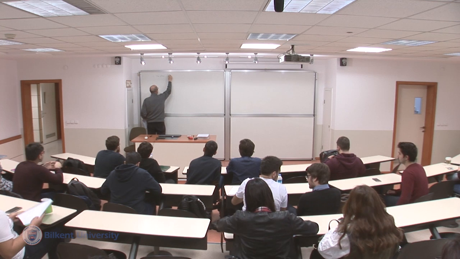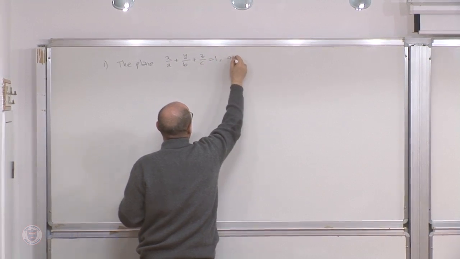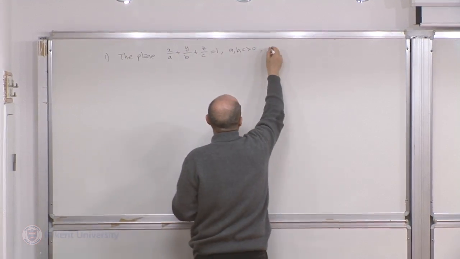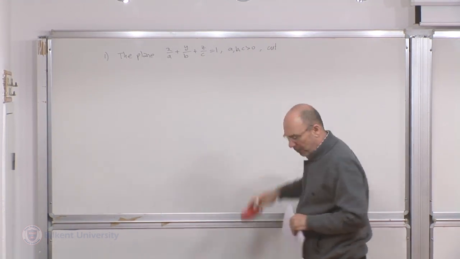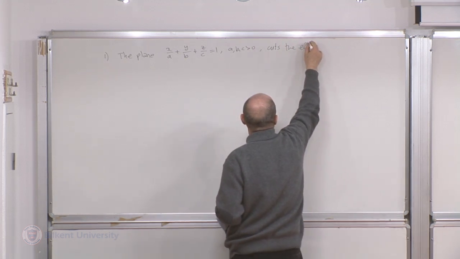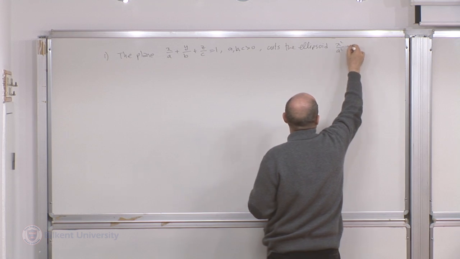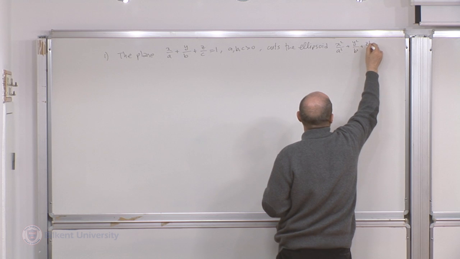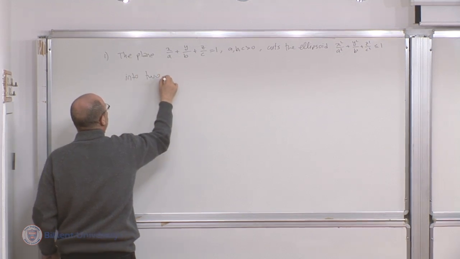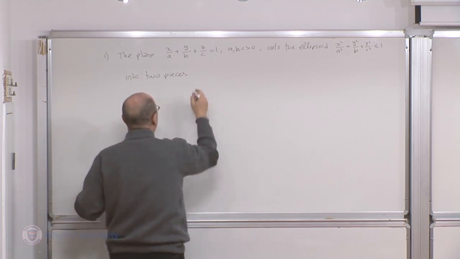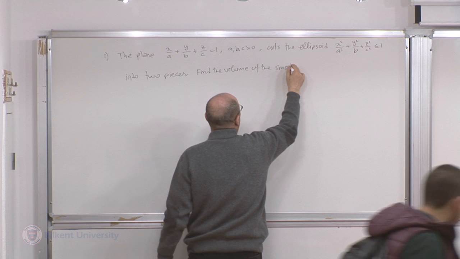The plane x over a plus y over b plus z over c equals 1, where a, b, c are positive, cuts the ellipsoid x squared over a squared plus y squared over b squared plus z squared over c squared less than or equal to 1 into two pieces. Find the volume of the smaller piece.